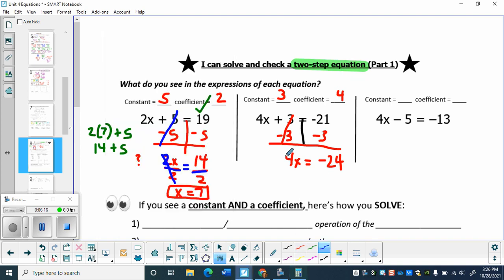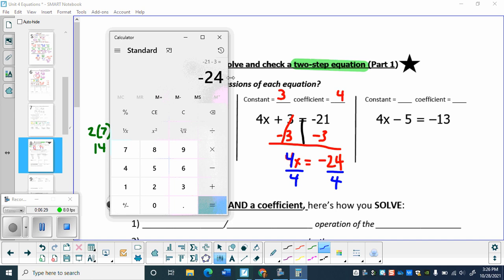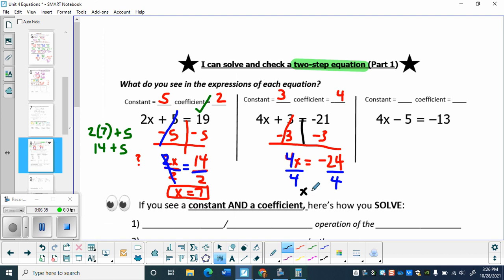Now this 4, you guys would agree, is called a coefficient. And anytime we have a coefficient, we divide both sides by that number. And if you don't know the negative 24 divided by 4 off the top of your head, that's okay. You'll still have the negative 24 in the calculator, and you can just divide by the 4. And you're going to get the negative 6. So for this one, we get negative 6.